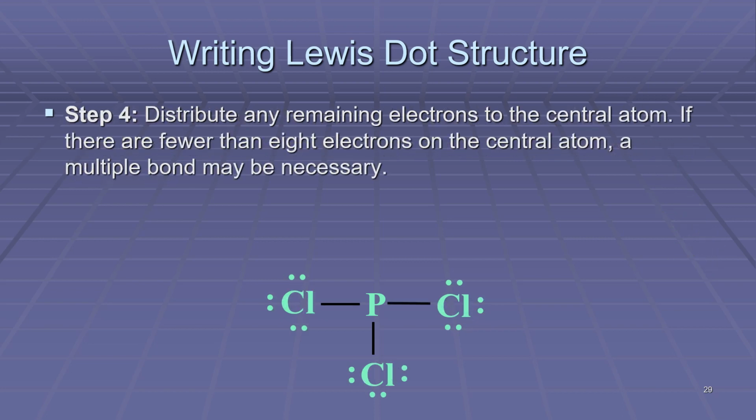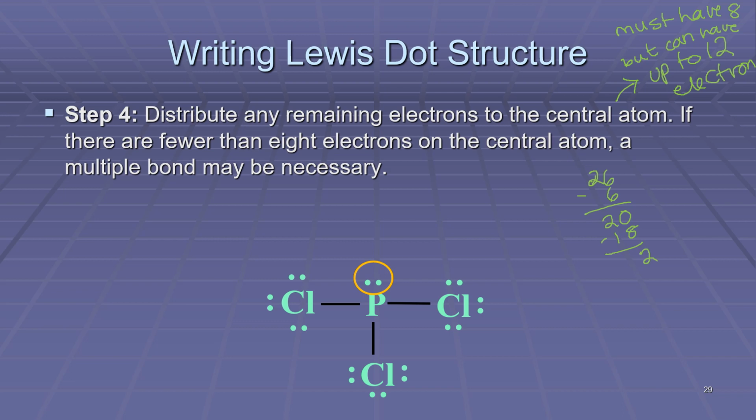Step 4 says distribute any remaining electrons to the central atom. An interesting thing to keep in mind is that the central atom can have up to 12 electrons, but it must have 8. So in this case, we had 26, and to make the 3 bonds we lost 6 electrons, and then to give the electrons to all the chlorines, now we have 2 left. That means the 2 electrons will go right there on phosphorus.